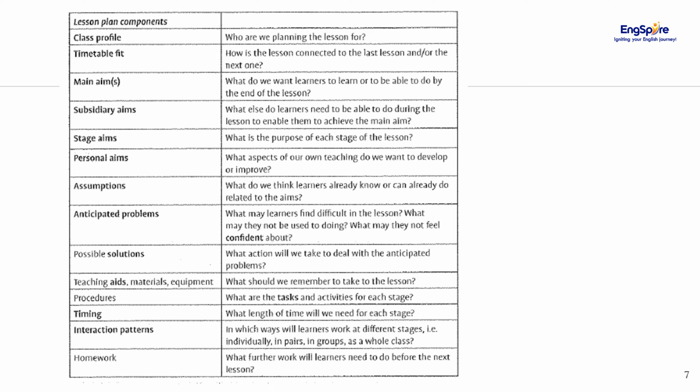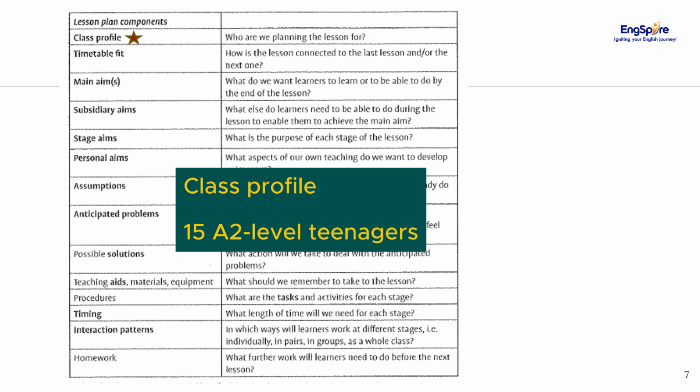The first component is class profile. This means thinking about the learners we are planning the lesson for. For example, a teacher may write, "This is a class of 15 A2 level teenagers." So, knowing the class helps teachers choose suitable activities.